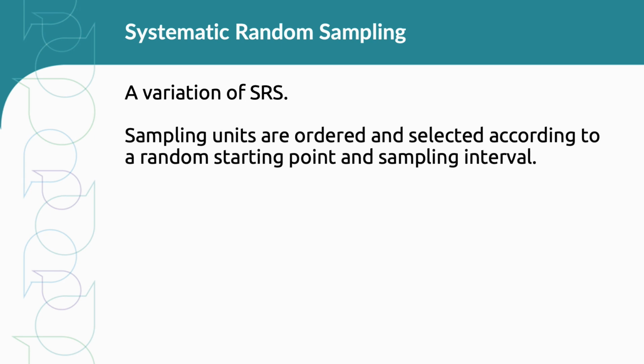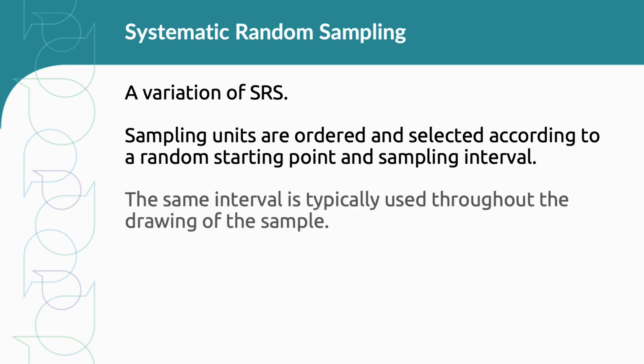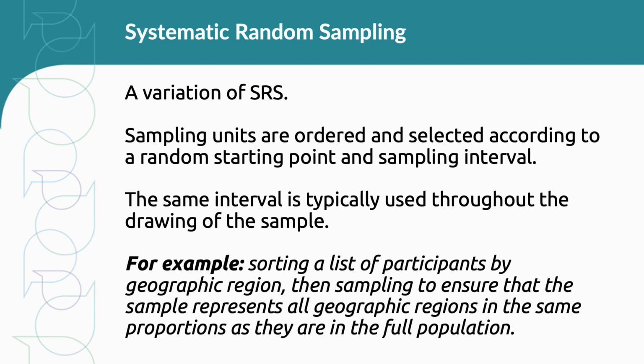Sampling units are ordered and selected according to a random starting point and sampling interval. The same interval is typically used throughout the drawing of the sample. An example of systematic random sampling is sorting a list of participants by geographic region, then sampling to ensure that the sample represents all geographic regions in the same proportions as they are in the full population.